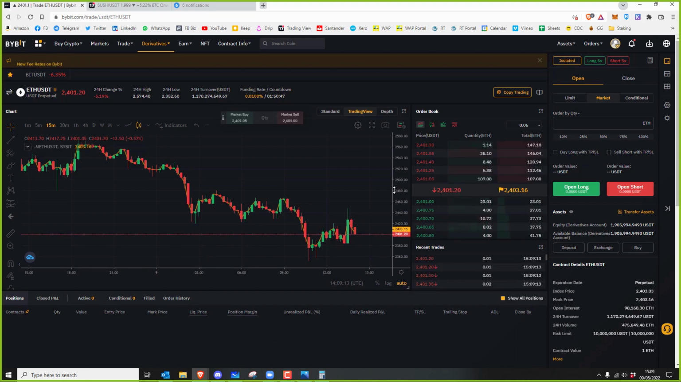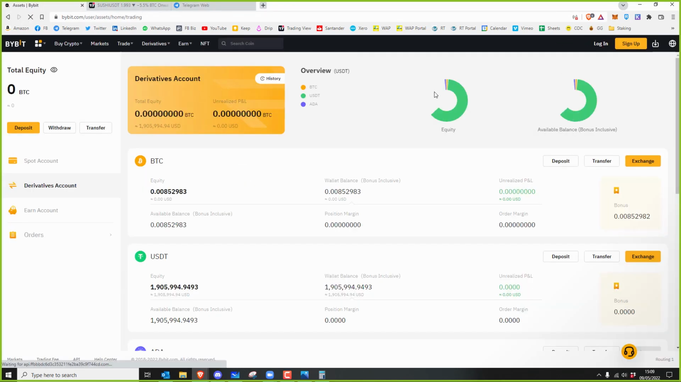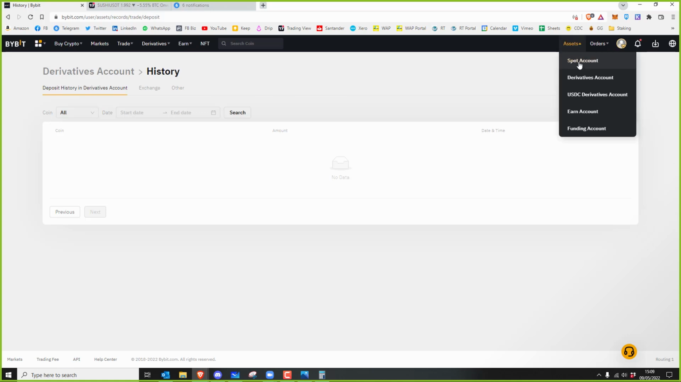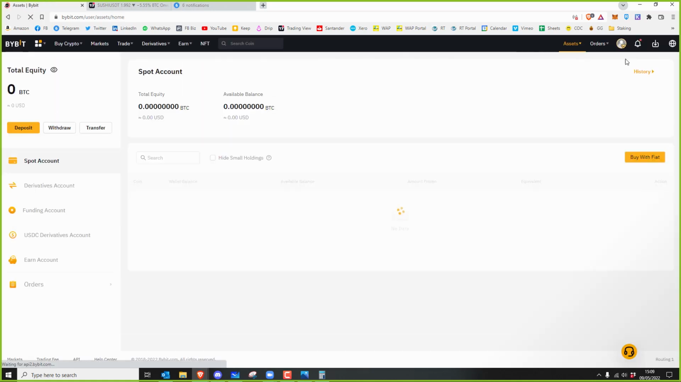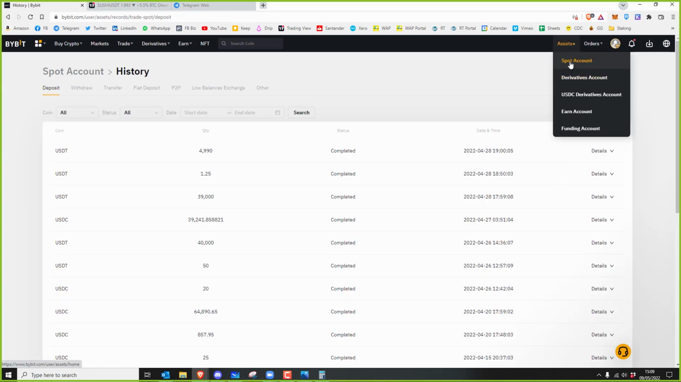Which leads us to tracking and maintaining your trades. Again, it's a bag of balls. It really is. You have to go to derivatives account, go to history, and then you have to... No. Sorry. Derivatives account, history. No. See, even I, every time I do this, I struggle. Maybe it's the spot account. And then history. Let's try that. That's better. Yeah. So that's just a recap.